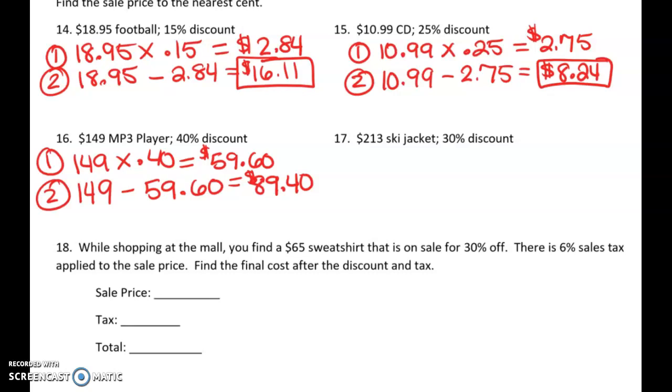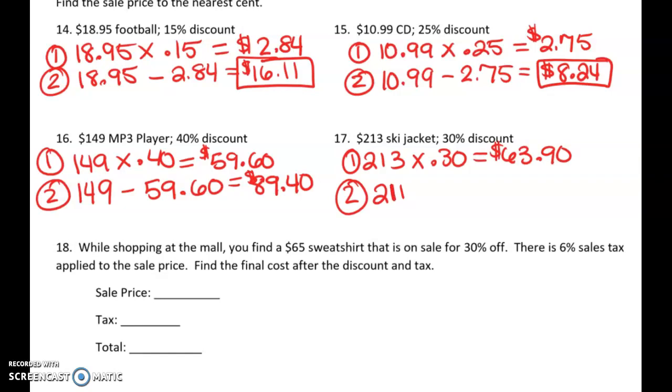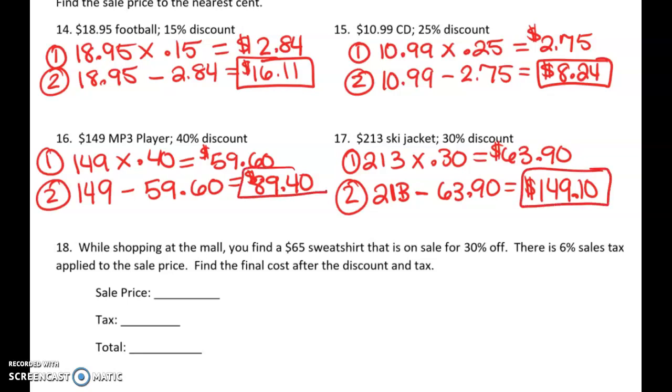All right, same thing for number 17. So I'm going to take the initial cost and first figure out what 30% is. So 213 times 30% gives me $63.90. And again, it's a discount. So a discount, I'm going to subtract $63.90 from the original to get the $149.10 for the new cost here. Okay.